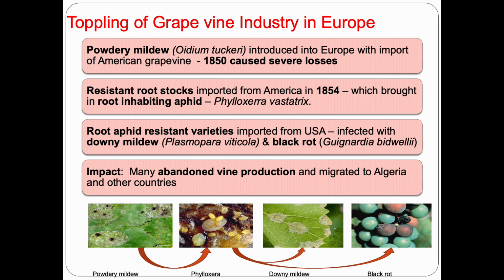that is Phylloxera vastatrix. To solve the problem of the root-inhabiting aphid, a root aphid resistant variety was imported from the US, which was found infected with two diseases. One is downy mildew caused by Plasmopara viticola and another is black rot caused by Guignardia bidwellii. And ultimately it caused abandonment of wine production and many wine growers migrated to Algeria and other countries.